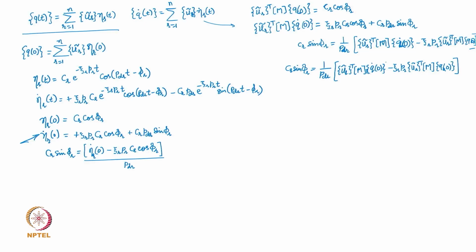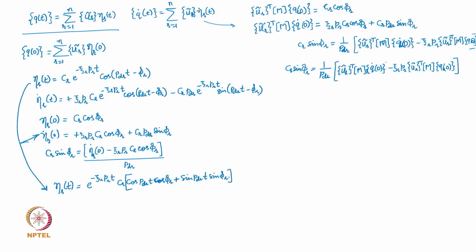That's how you get C_r sin phi_r. Okay, and now finally, if you want to use this expression, eta_r as a function of time is going to be e to the power minus zeta_r p_r t, C_r cos p_dr t cos phi_r plus sin p_dr t sin phi_r.